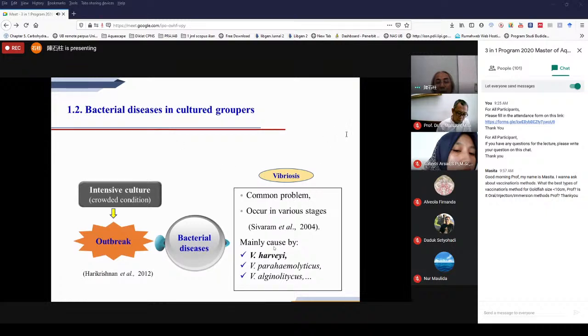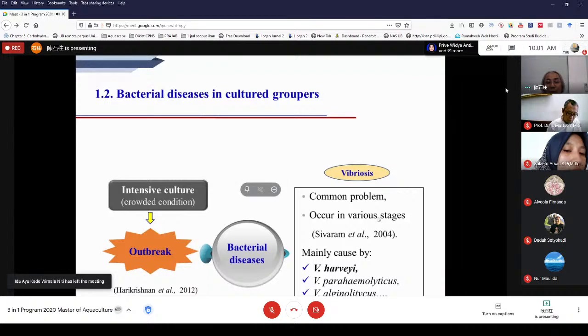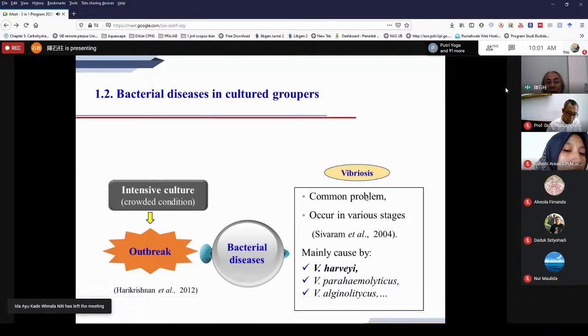We call that a common problem. Why? Because Vibrio is a common bacterium in the pond water. Also, sometimes you can find Vibrio in the fish intestine, like E. coli or Salmonella in the human intestine too. So we sometimes call that normal flora, or some of them are pathogenic, depending on the different cell type or the different isolate. So there are many Vibrio, including Vibrio harveyi, Vibrio parahaemolyticus, Vibrio alginolyticus.